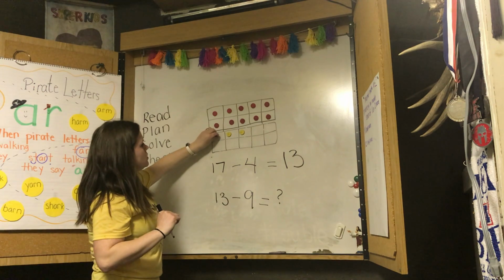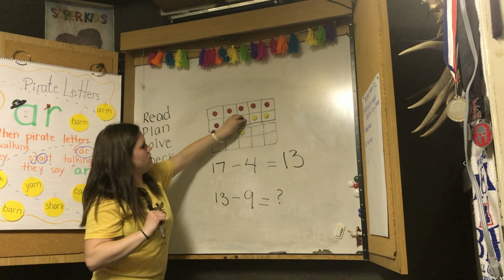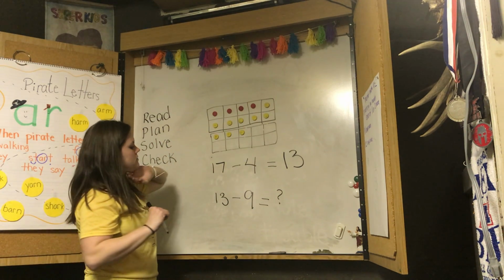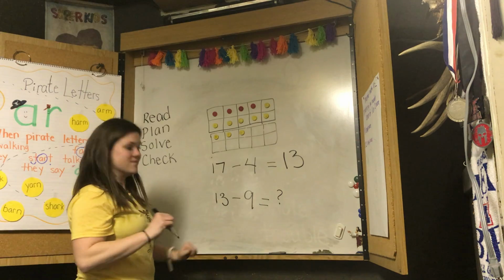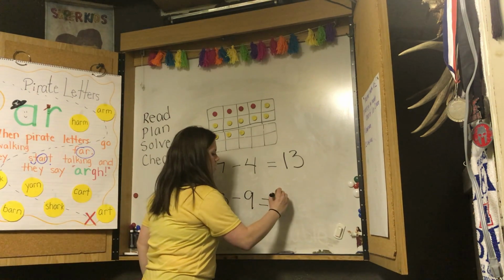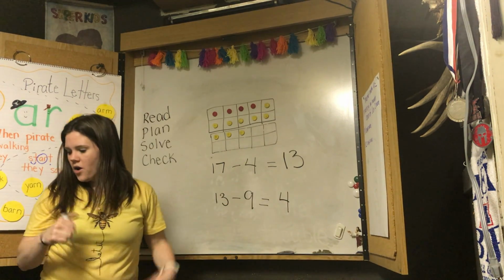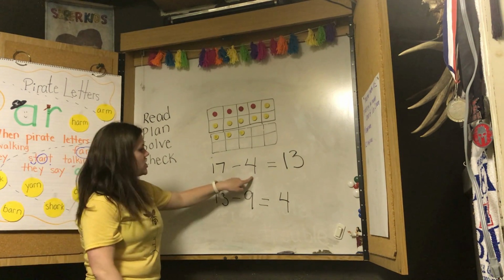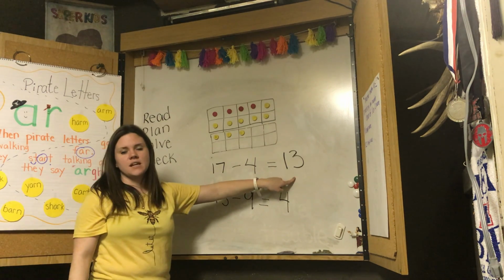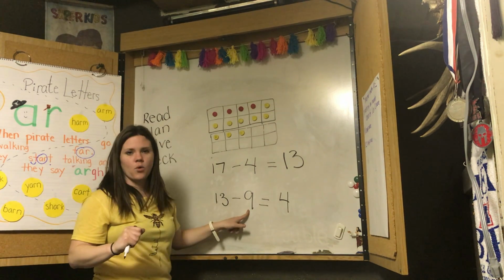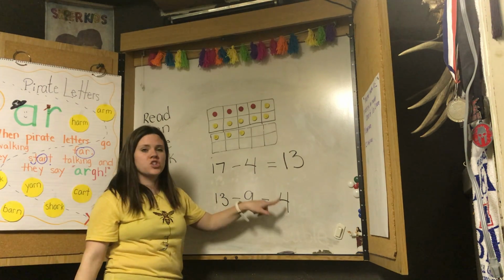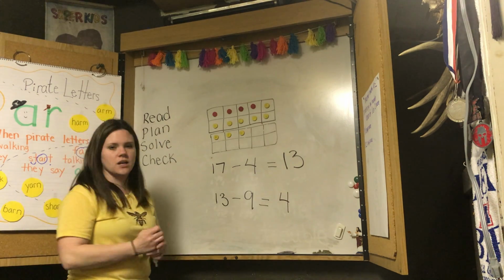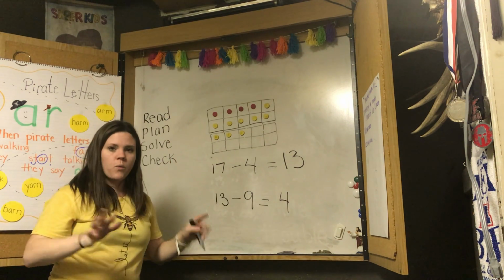1, 2, 3, 4, 5, 6, 7, 8, 9. What's left? 4 is our missing part. So there are 4 cherries in the bowl now. We started with 17 and she ate 4, which left 13. But then she went back later and ate 9 more, which means now there are only 4 cherries in the bowl. So we had to figure out 2 things in order to solve this equation. But you go slow and you work with what you know.